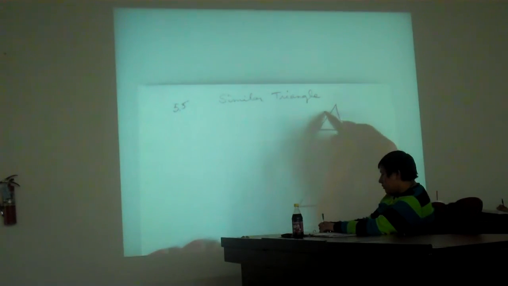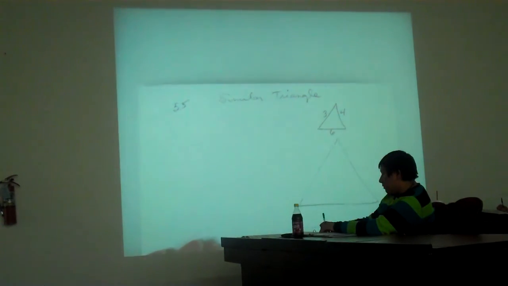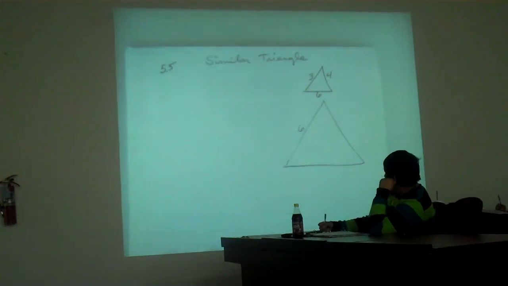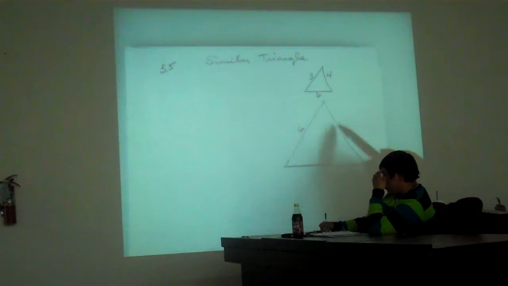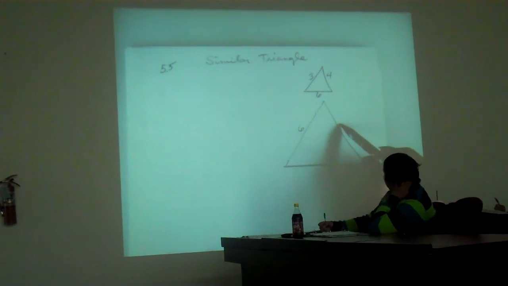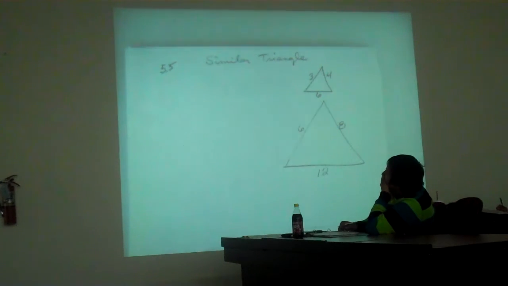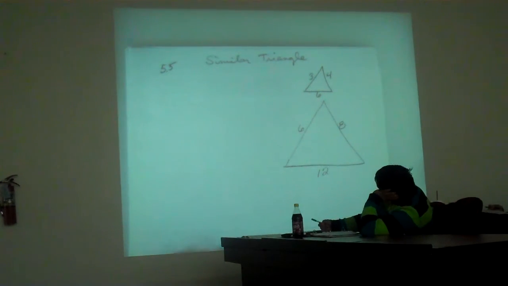So if this was a 3 and a 4 and a 6, okay? On this triangle, if this one was doubled that, every one of the sides would be doubled. So if this one was 6, then you know this one would be what? 8, and this one would be 12. Okay? But they're not always exactly doubled, so you can't just always do it in your head.